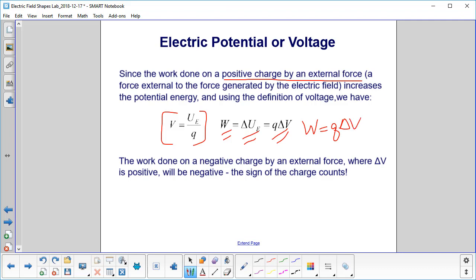Now, the work done on a negative charge by an external force, where delta V is positive, will be negative. The sign of the charge counts when you do the math here.